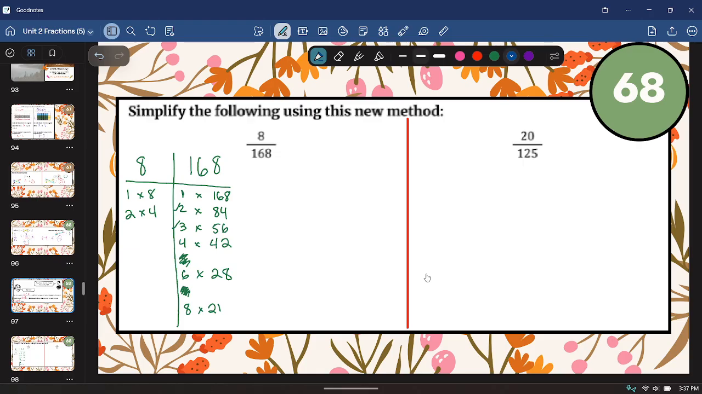All right, so now we've got to find the common factors, the ones that are in both lists. 1 is in both lists. 2 is in both lists. 4 is in both lists. And 8 is in both lists. So our greatest common factor is 8.